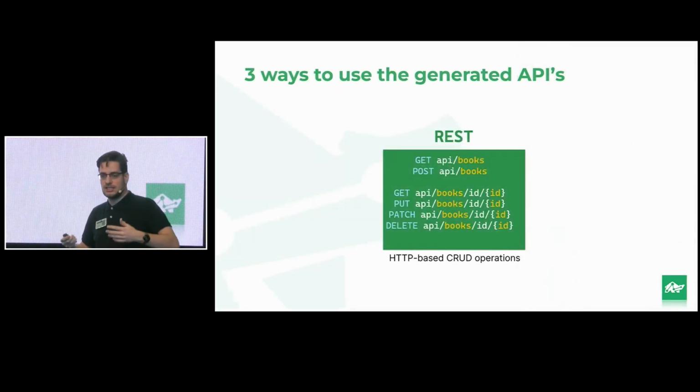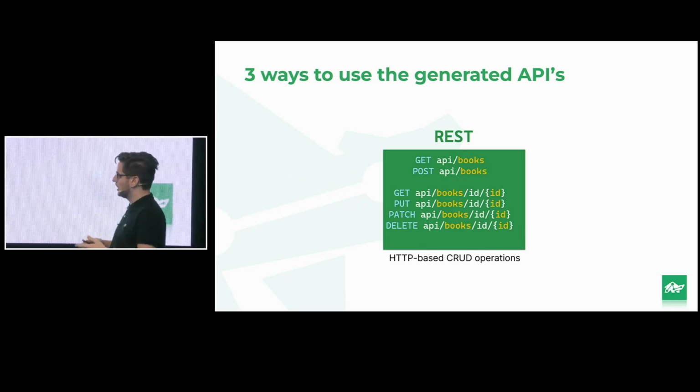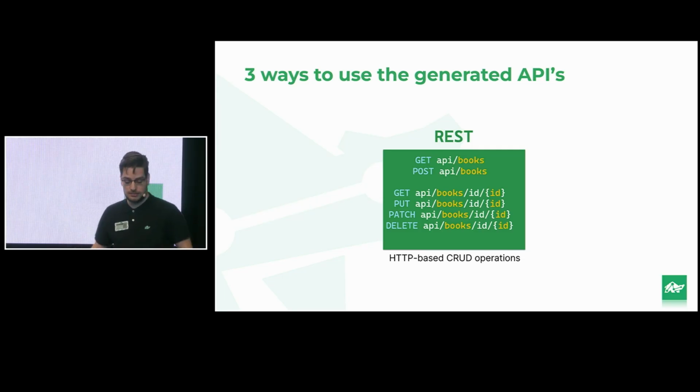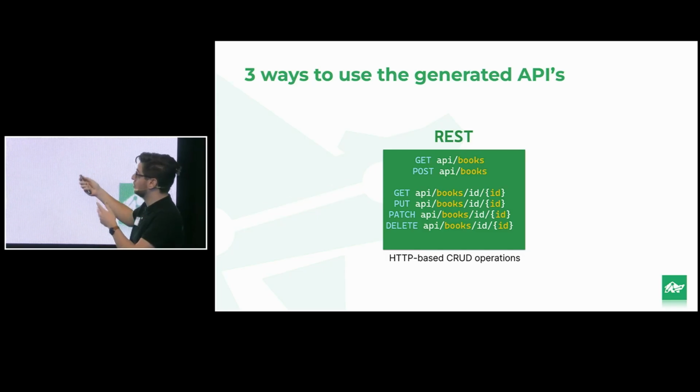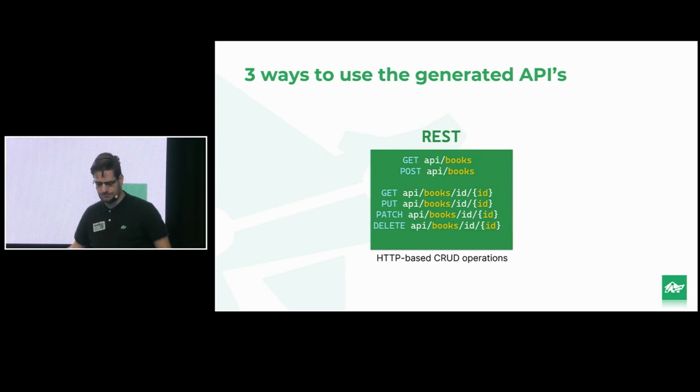OK, so let's say that we actually want to use this. Let's use DAB. How do we do this? What are our options? Because these need to work well in order to replace something that we would normally build custom. So with REST, we have HTTP-based CRUD operations where we can get a list of books, create a new book, get a specific book by ID, delete a book, the stuff that we already know.